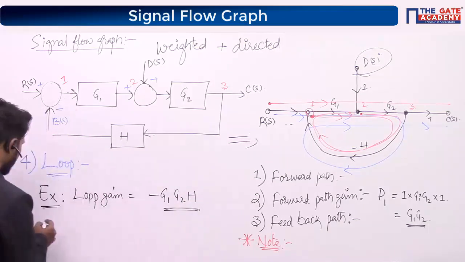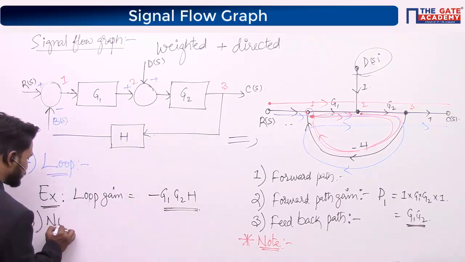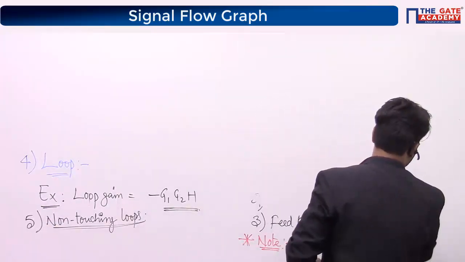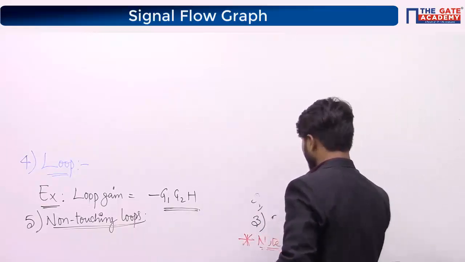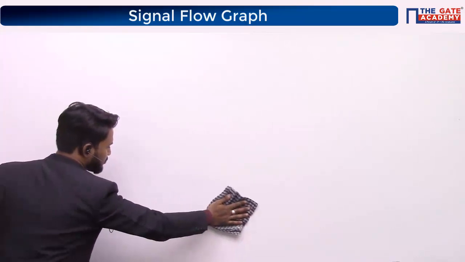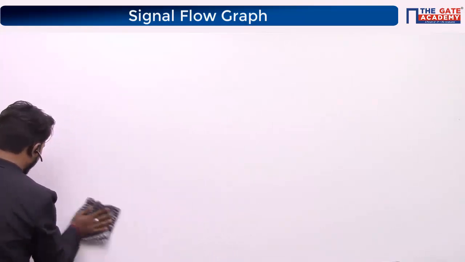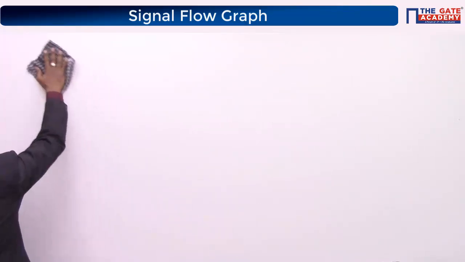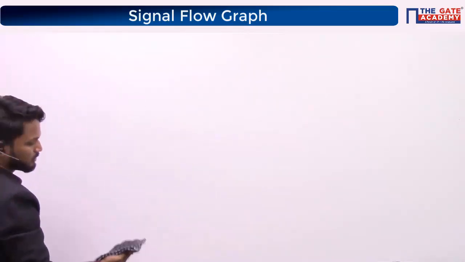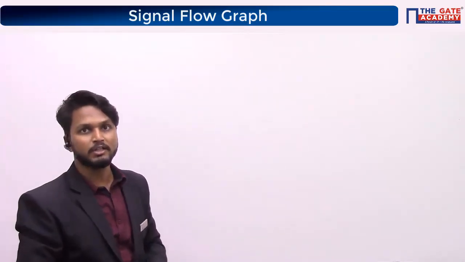Next definition is non-touching loops. Two loops are said to be non-touching if they don't have a single node in common, right? So when do we call two loops non-touching? They should not have even a single node in common. Then we will call those two loops non-touching loops.